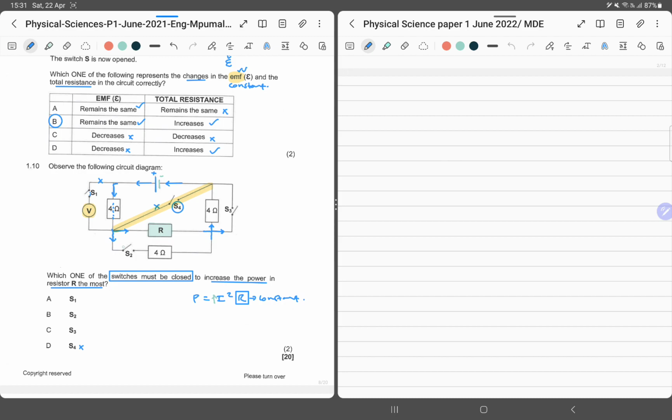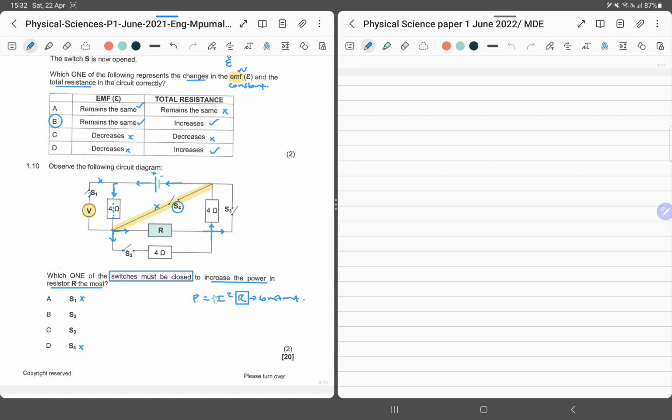Now, do we close S2? Because we said S1 doesn't make any impression. Whether you open it or you close it, the only thing that would happen is that if you open it, we read 0 voltage here. But when you close it, it will have a value, but no current will pass. So switch S1 does not affect anything. Now the question is between S2 and S3. Which one do we close?